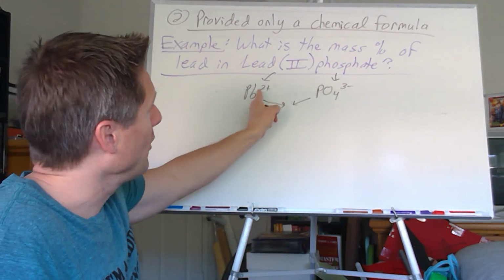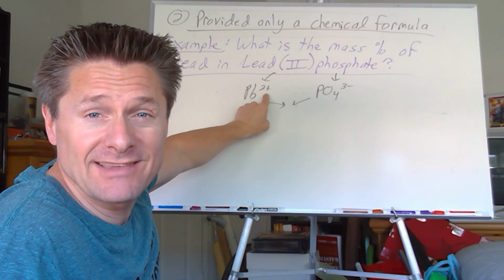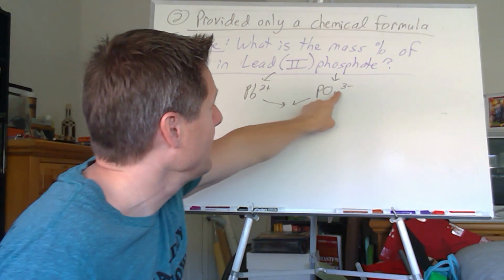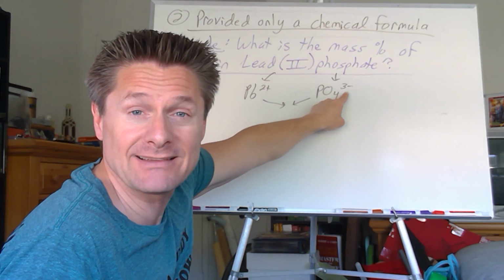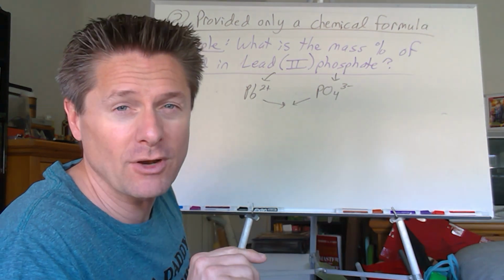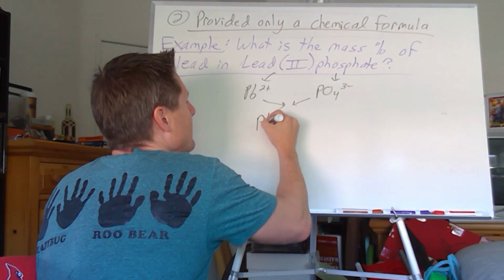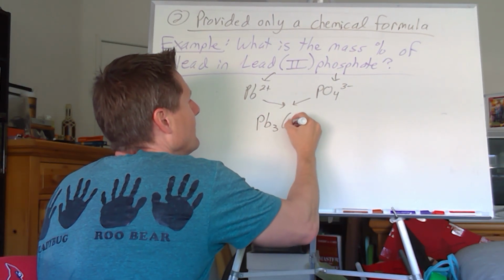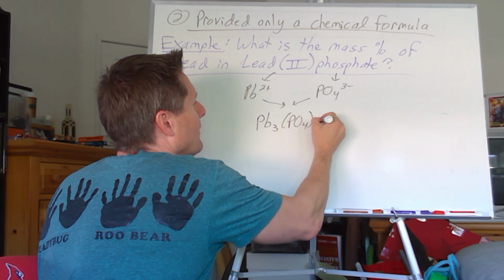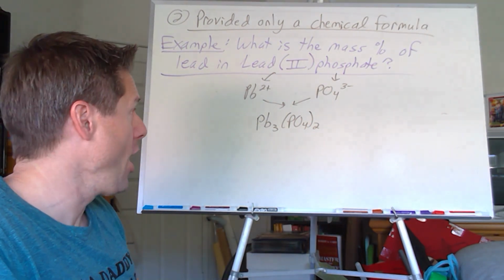So the least common multiple between 2 and 3 is 6. So 2 times 3 gives me 6, so I need 3 of the lead(II) ions, and 3 times 2 gives me negative 6. I need 2 of the phosphates, so positive 6 plus negative 6 gives me 0. If you're struggling with that, go back to the prior videos. So that's going to be 3 leads for every 2 phosphates.